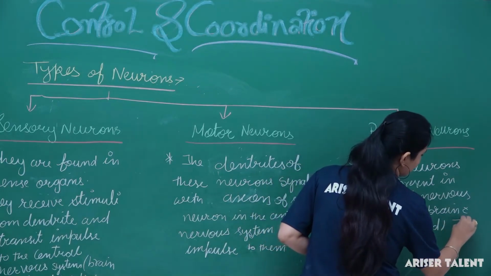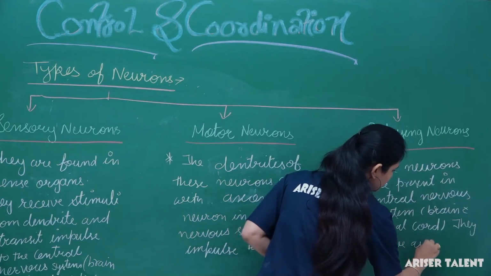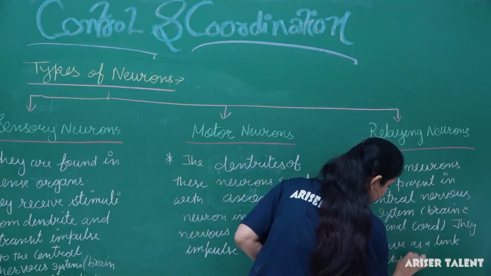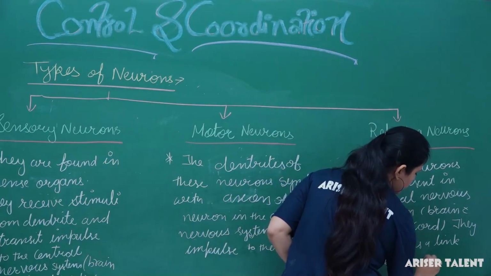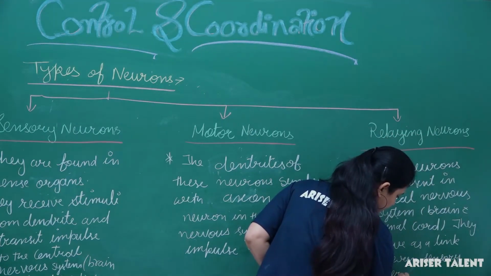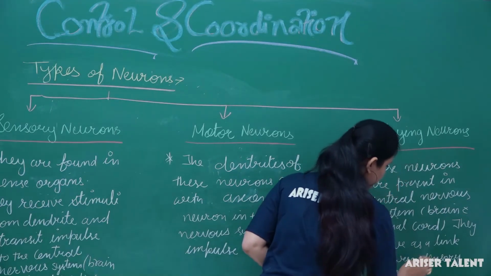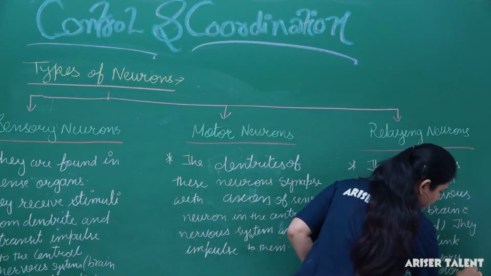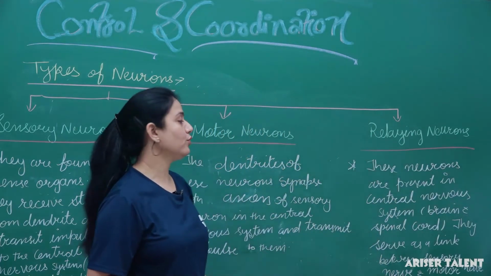They serve as a link between what? Sensory nerve and motor nerve. Sensory nerve or motor nerve means sensory neuron and motor neuron.